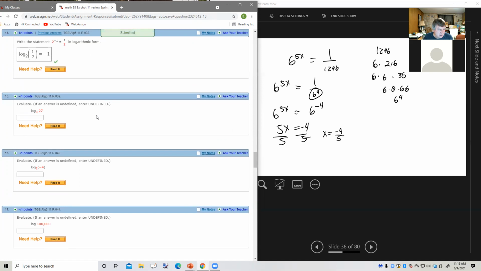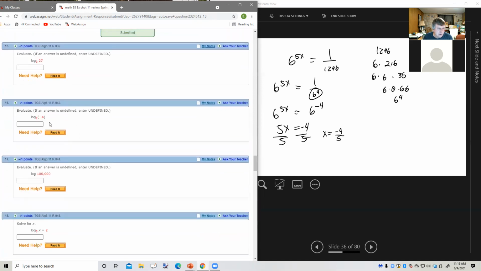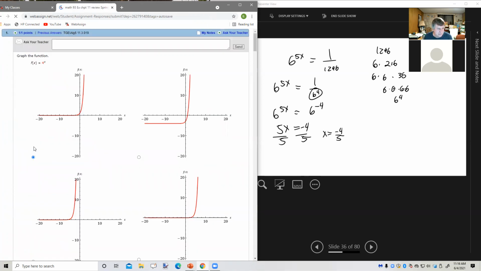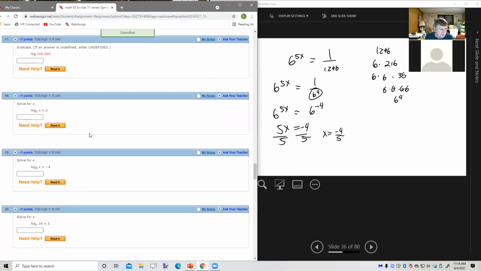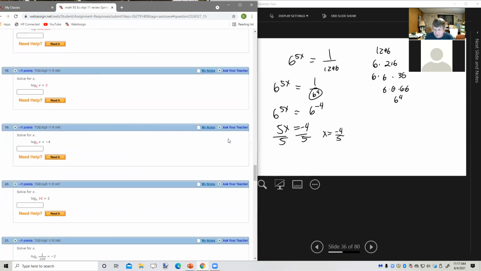Okay, let's see here. How about this one, number 16? Log base 2 of -4. Remember, you can't take the log of a negative number. So this is going to be undefined. And make sure you use capital letters just like it has it there. Okay. How about number 18? Let's do that one.